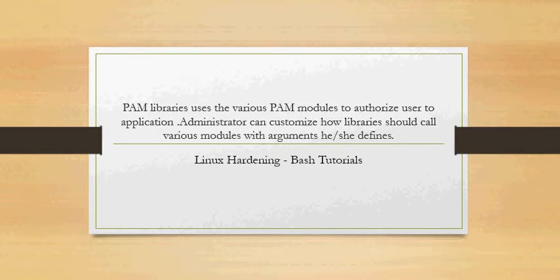PAM libraries use various PAM modules to authorize a user to an application. The administrator can customize how the library should call various modules, with arguments he or she defines. There are many built-in arguments in PAM which are imported during the OS install, but you can customize each and every argument of PAM. You can control how your user behaves while accessing an application, or whether it should be given access to the application.